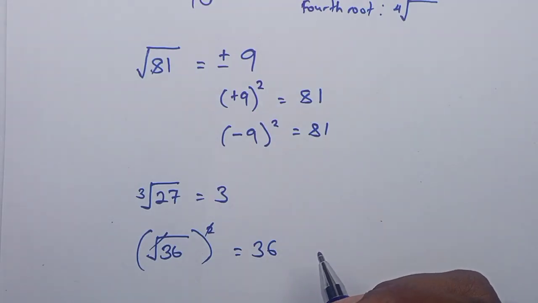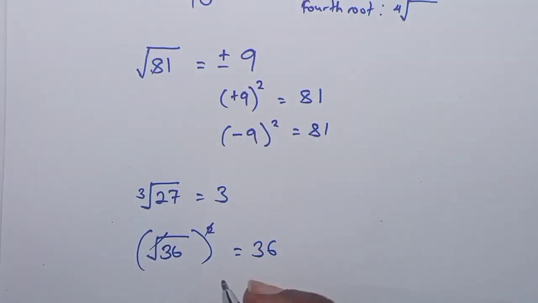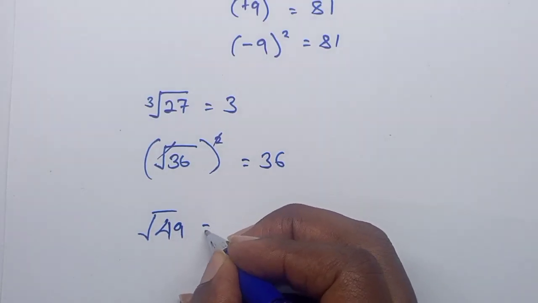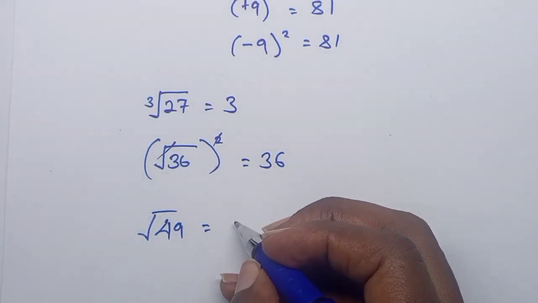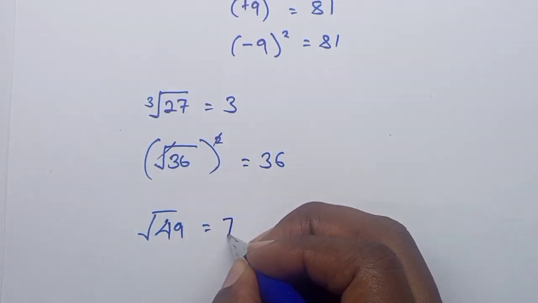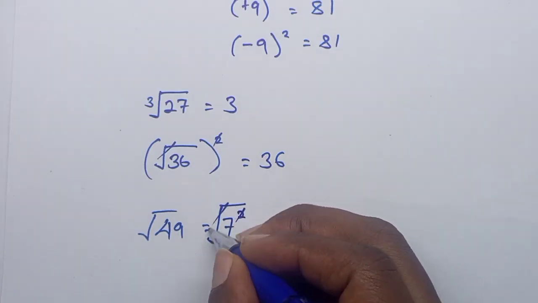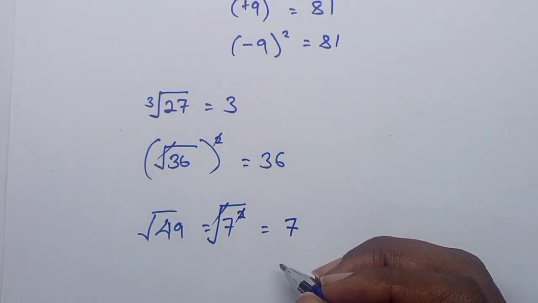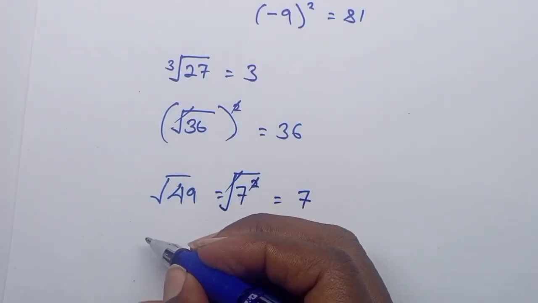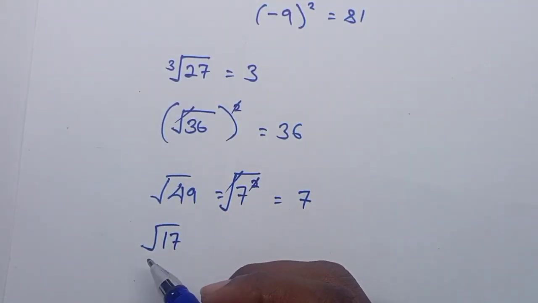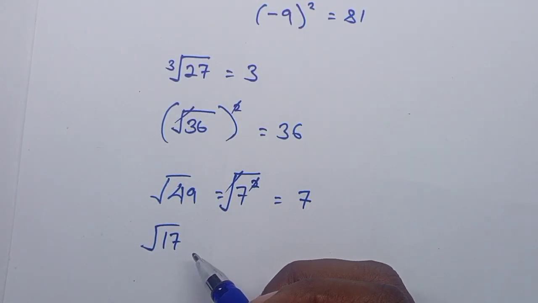There are also some cases where you can simplify part of the root and then leave the other part as a surd. For example, if you have root of 49, this one calculates itself completely. So this is root of 7 squared. So this cancels with a root and we are left with 7. Whereas if you have root of 17, this cannot be simplified. So we can leave it as it is.